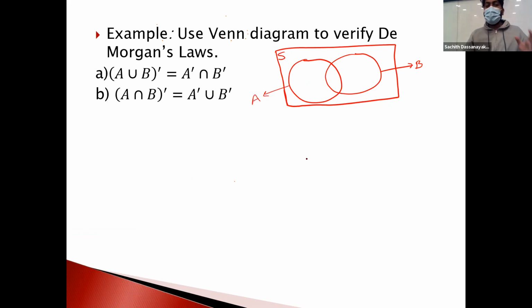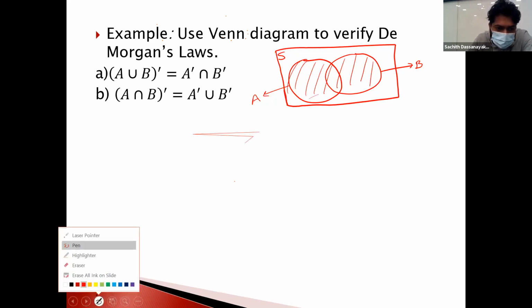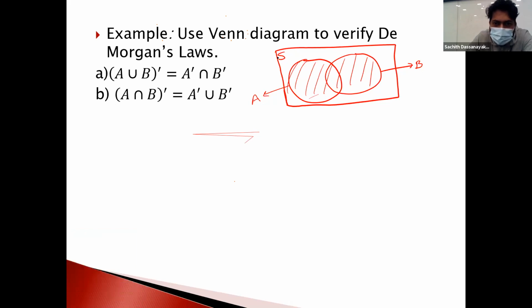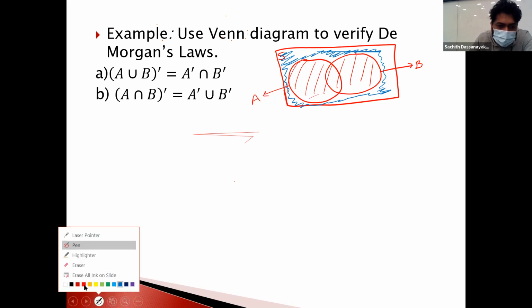So the first one says A union B. Just consider A union B, this one, right? A union B is this one, but it says (A union B) complement, which means this area, the blue color area. Okay, let's go to the right hand side now.